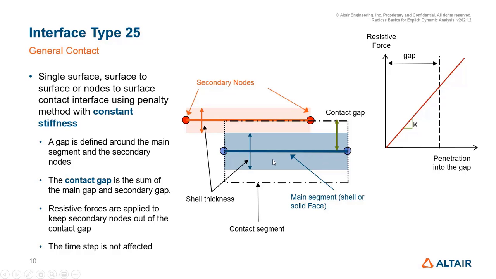A gap is defined around the main segment and the secondary nodes. You can see here this is your contact gap, and this contact gap is the sum of main gap and the secondary gap. The main gap means the master gap, and the secondary gap is your slave gap. When I say slave gap, it's the thickness of the slave component. As this is linear stiffness contact and the resistive forces do not depend on the rate of change of penetration, it will not affect the time step.